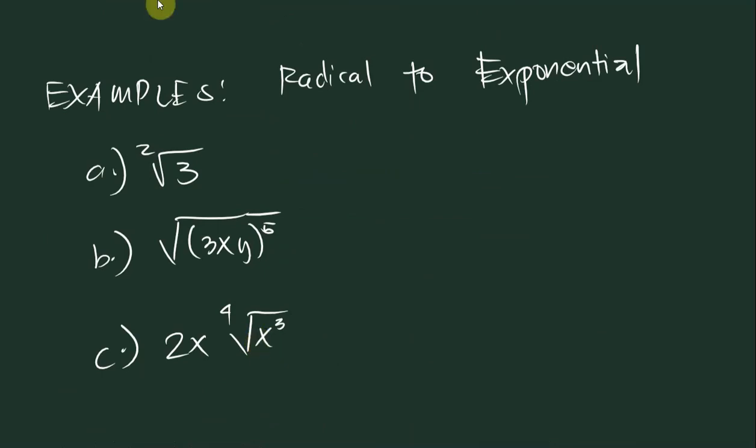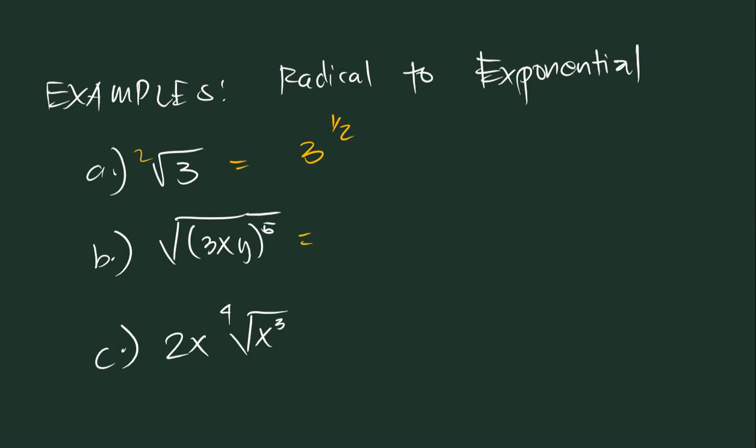Say we have here the square root of 3. Let's remove this now, it's already understood. So the square root of 3. We know that the index is 2, right? So this is therefore equal to 3 raised to 1 half. Okay, let's proceed to the next one.